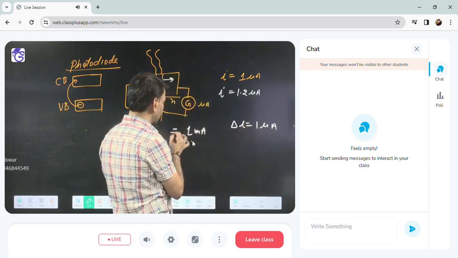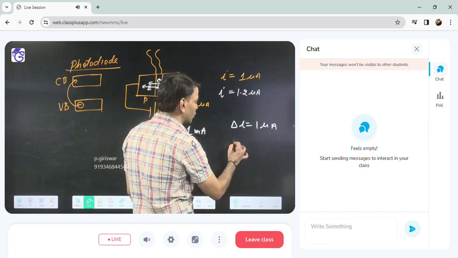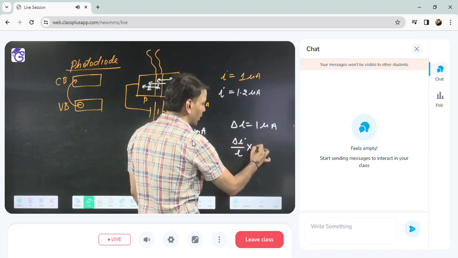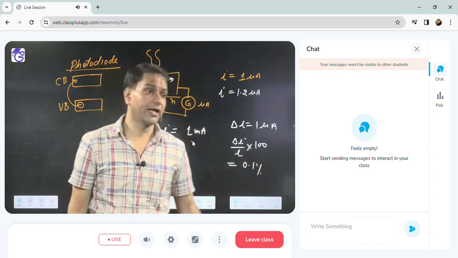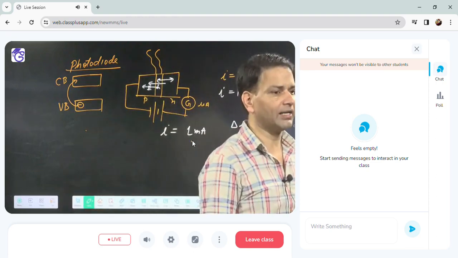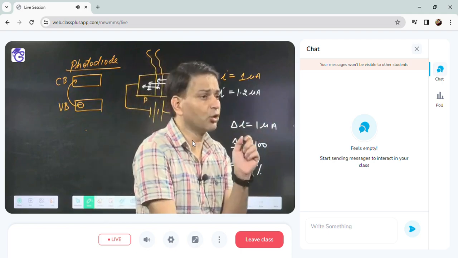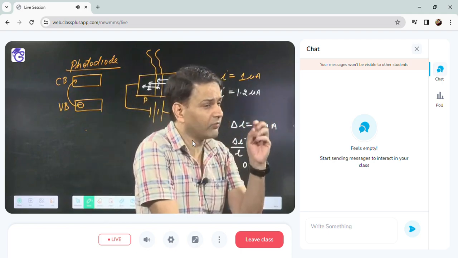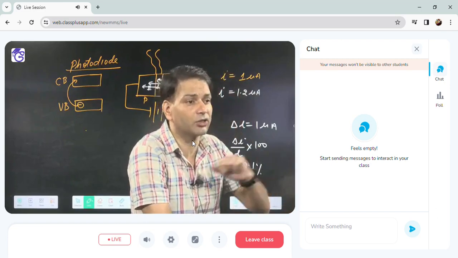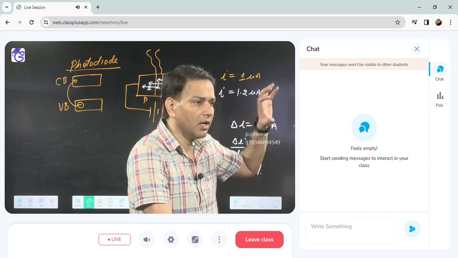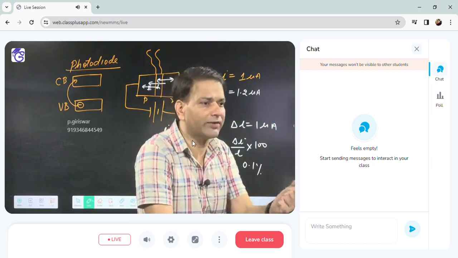The initial current is 1 milliampere. If I ask for the percentage change, what will you get? Delta I by I into 100. That will come to 0.1%. If we use it in forward bias, we get only a 0.1% change. So the galvanometer will show a very small deflection; we will not even identify whether it is showing deflection or not. So when we use forward bias, the change in the current cannot even be observed.